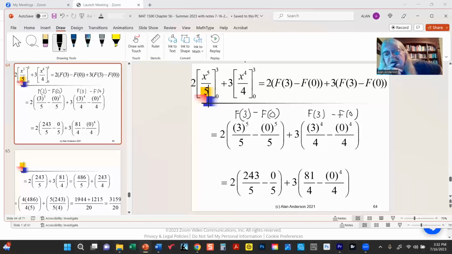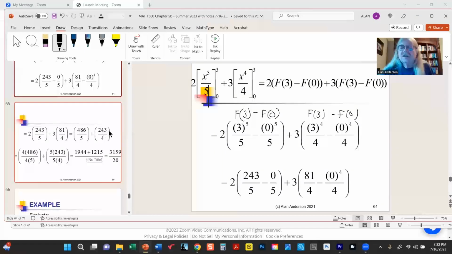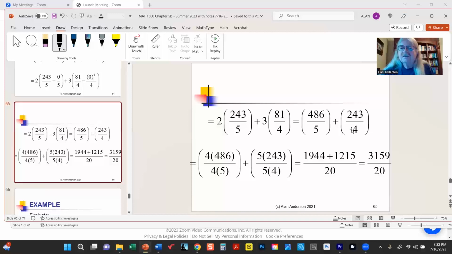So if you plug in the correct numbers, you'll see, after a lot of pretty messy algebra, I must say, you'll ultimately end up with, yeah, it really was kind of messy. We ended up with 3159 over 20.